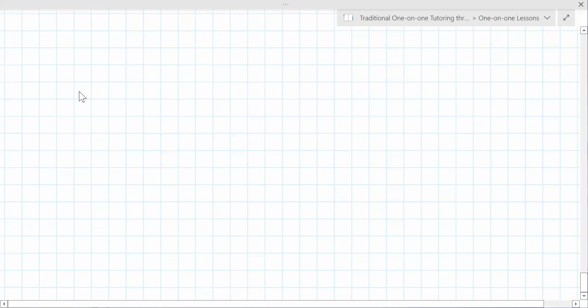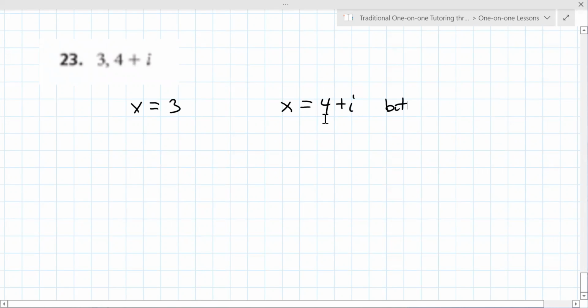There's also another type of problem here that they don't seem to have. So look at that. The zeros are x equals 3 and x equals 4 plus i. But complex roots always come in pairs, so this 4 plus i is also paired up with 4 minus i. Why don't they write it? I don't know, it's beyond my understanding. They expect you to know this.